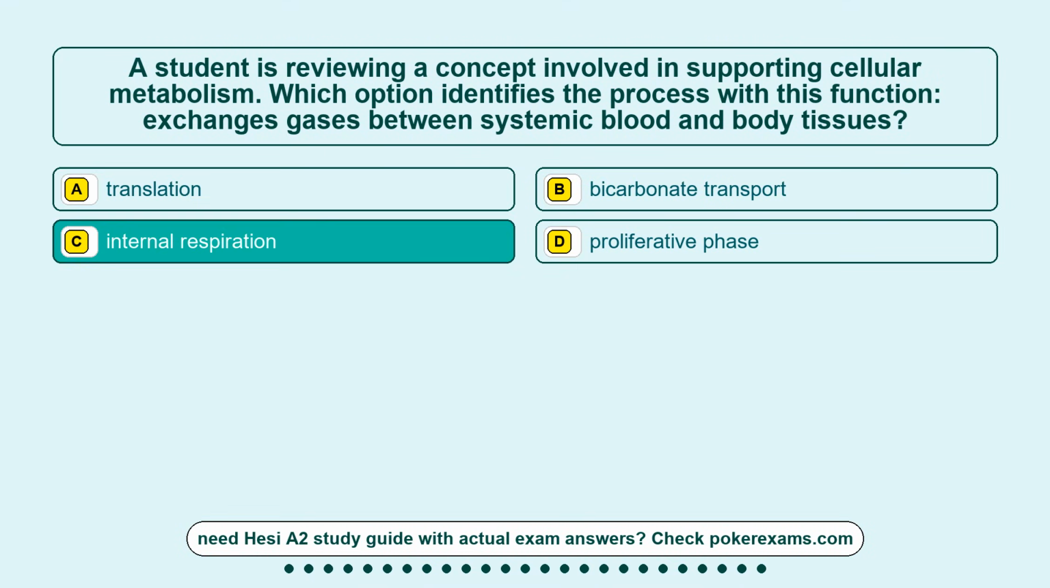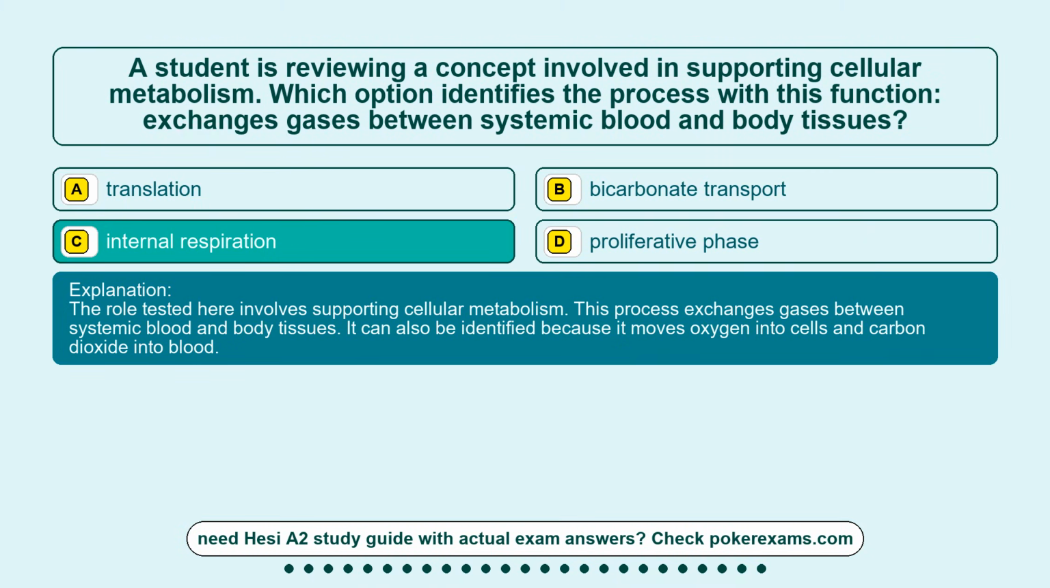The correct answer is option C, internal respiration. The role tested here involves supporting cellular metabolism. This process exchanges gases between systemic blood and body tissues. It can also be identified because it moves oxygen into cells and carbon dioxide into blood.